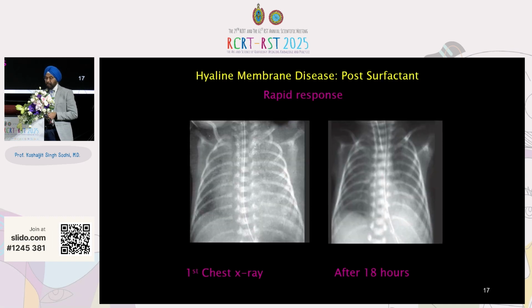And what happens in hyaline membrane disease, once you give surfactant, there is a rapid response. So if you look at this first radiograph, you have a reticulogranular appearance on the first chest X-ray on day 1, and after 18 hours, it is limping back to normal, pretty fast, I would say.